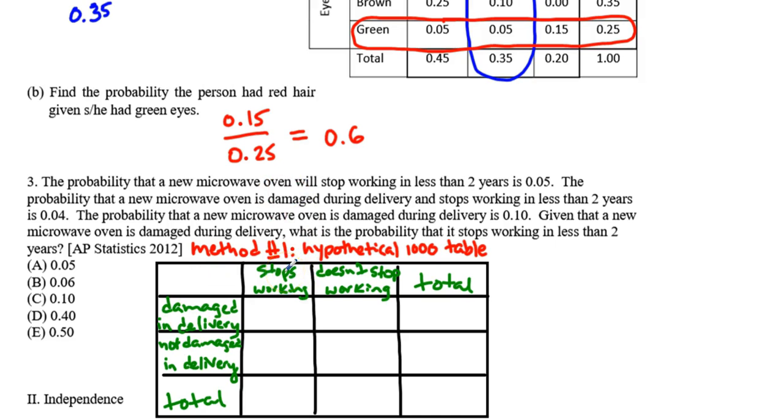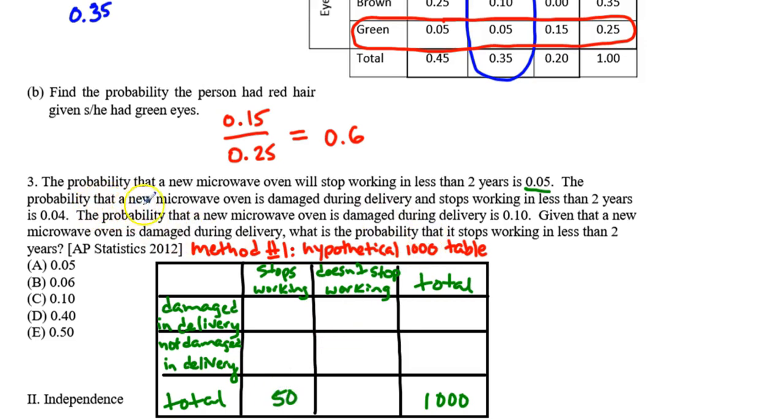All right, well, now here becomes the challenge. We know we're going to have 1,000 hypothetical machines here, microwaves. You could put 100, as long as you don't end up with any decimal, because we can't have decimal amount of microwaves. Well, let's take each phrase here and see if we can populate this table. First, the probability that it will stop working in less than 2 years is 0.05. So 5%, right? So 5% of the machines will stop working. So 5% of 100 would be 5. Out of 1,000, it's 50.